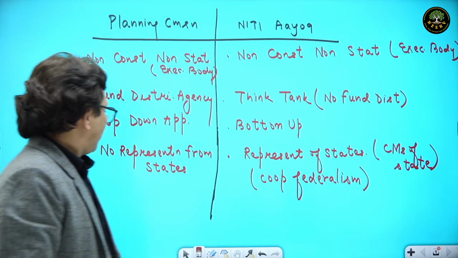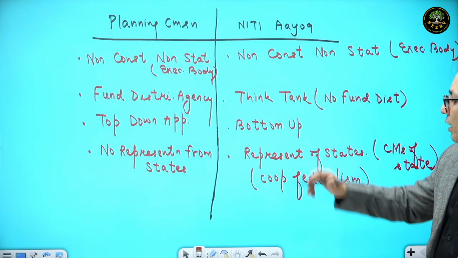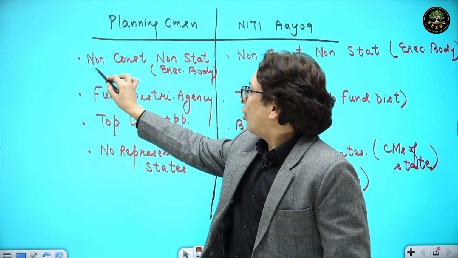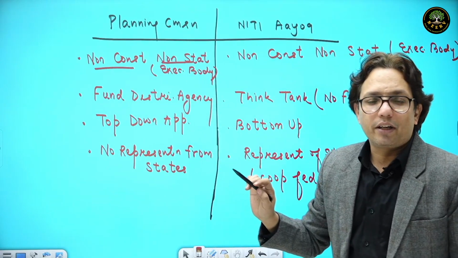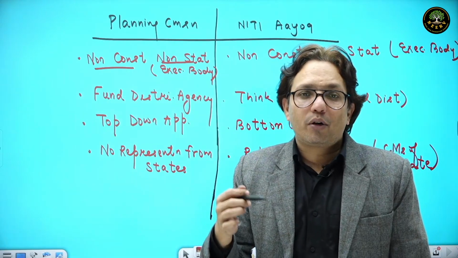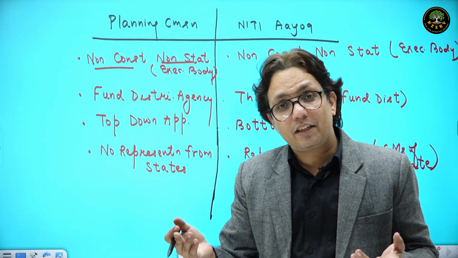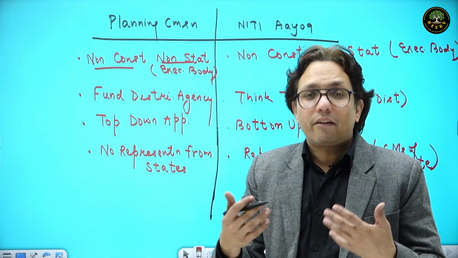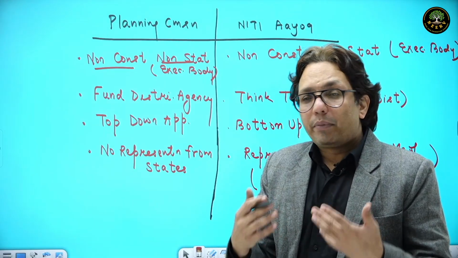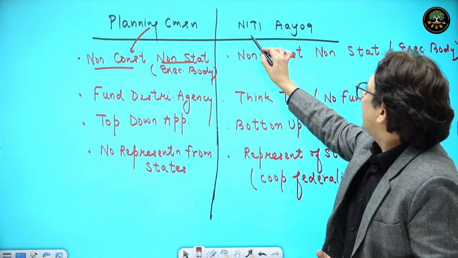If we talk about the difference between Planning Commission and NITI Aayog, then the similarity between both of them is that both of them are non-constitutional and non-statutory bodies. Non-constitutional means nothing is mentioned in the constitution about them. There's no article in their name. We have articles for Supreme Court, President, CAG, Election Commission. These bodies are mentioned in the constitution, but nothing has been mentioned about Planning Commission in the constitution, and the same goes with NITI Aayog.